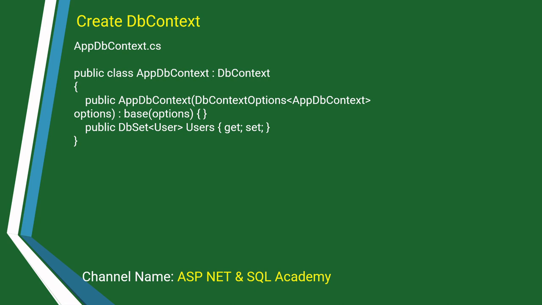Next, we will create a class named AppDbContext. It inherits from DbContext and defines a DbSet for our users table. The constructor receives options from dependency injection. This class is the bridge between our code and the database.